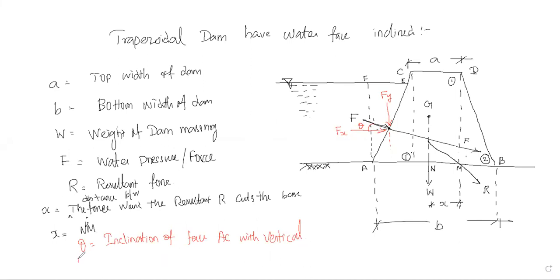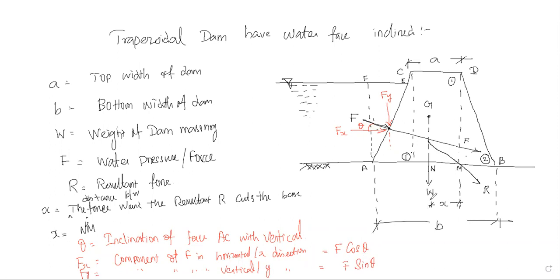Fx is equal to the component of F in the horizontal or x direction. This is nothing but F cos theta. Similarly, Fy is equal to the component of F in the vertical or y direction. This is nothing but F sin theta.